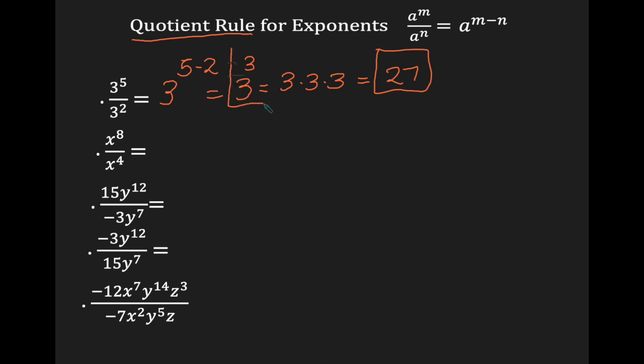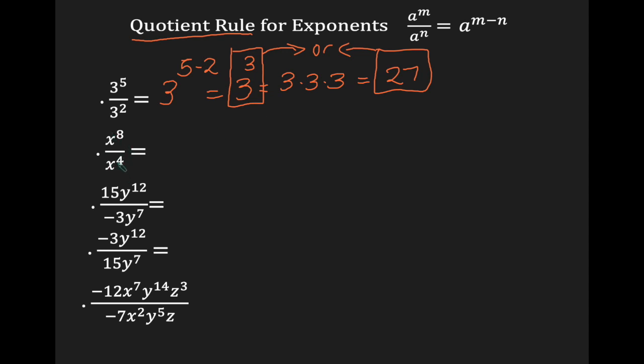Now, a question I get in my classroom a lot is, will they have both answers on the test if it's multiple choice? The answer is no. You're going to have either 3 to the 3rd or 27, never both.